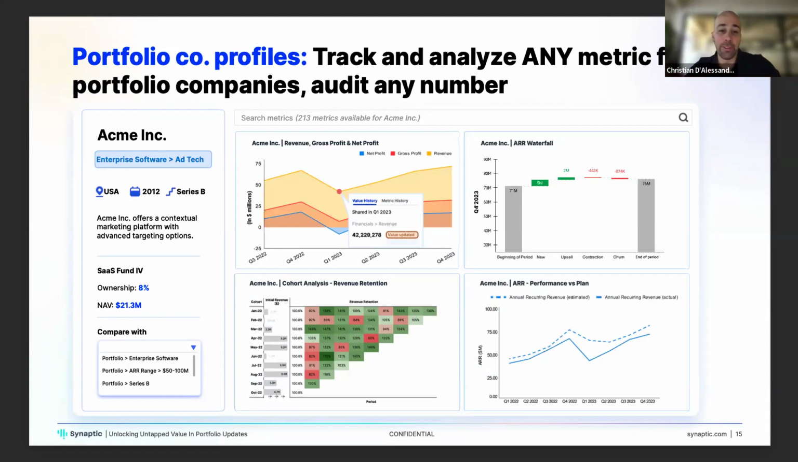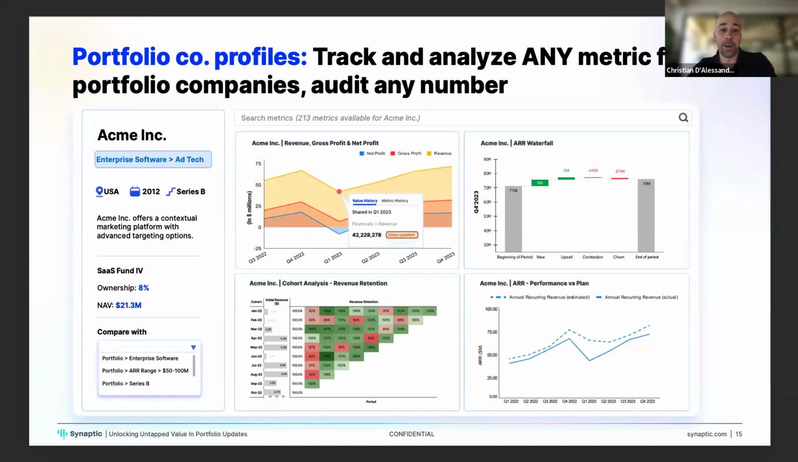And when you're able to do that and access all that data on a company profile page, just think about all of the questions that you can confidently answer. And these are questions we're seeing investors actively do. Questions like, is the company hitting plan or not? Where is it deviating from the expected plan? What's my company's run rate?